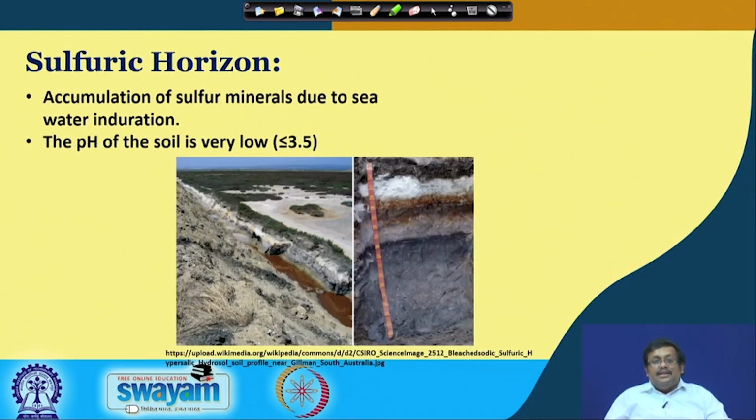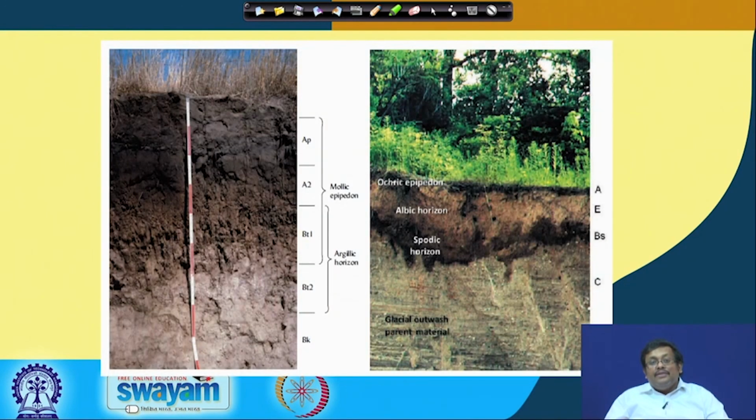It is generally greater than 2.5 centimeter in thickness. Sulfuric horizon shows accumulation of sulfur minerals due to seawater intrusion. In India, in the Kerala region, you will find this type of sulfuric horizon in Kari or Pokkali soils, and the pH of the soils is very low, which is less than 3.5.